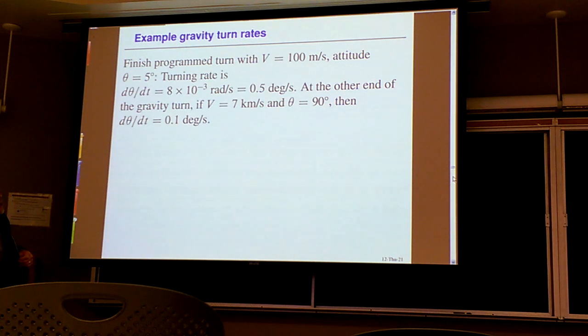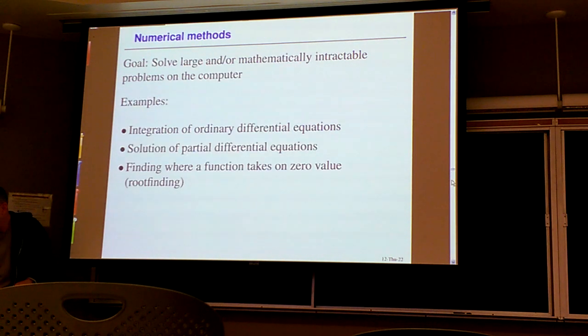Now, if we have an equation, you remember, gravity times sine of theta is v times d theta dt, and so we can just solve for what d theta dt is, and it turns out to be half a degree per second. Now, if at the other end of the gravity turn we're going a lot faster, and we integrate that out to 90 degrees, then the rocket is turning at like 0.1 degree per second. So it may be turning comparatively rapidly, half a degree per second, at the beginning of the turn, but it could turn slower and slower as you go toward burnout, as you go faster and faster. I mean, faster in linear direction, but slower in terms of rotation rate.